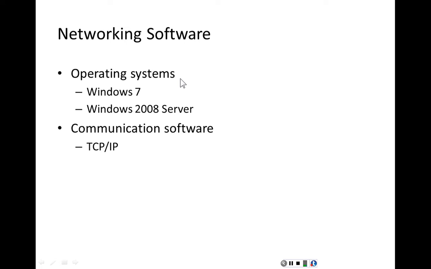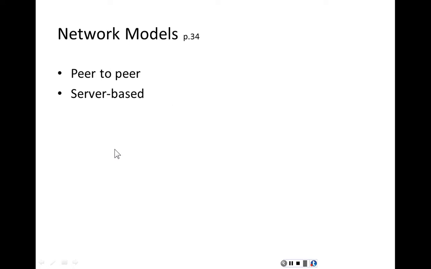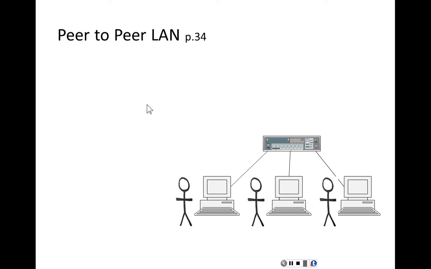Networking software: operating system software for the client, operating system software for the server, and communication software to allow the computers to communicate. Now let's turn to page 34 and discuss network models. We've already discussed what's meant by a server-based network. Now let's look at what is a peer-to-peer network. In a peer-to-peer network, you have workstations which are connected by a switch, but there is no server in a peer-to-peer network. So each user can access the hard disk on all other users' workstations.